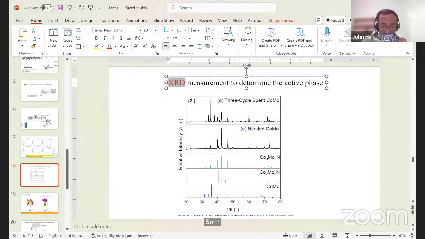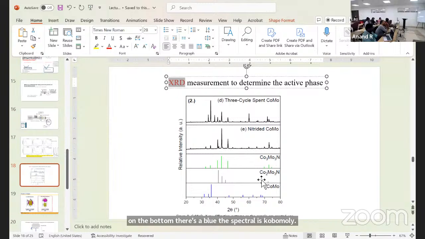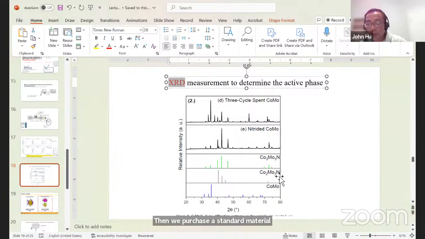Let me interpret this graph. First we take the catalyst, cobalt moly, and take its XRD. On the bottom, the blue spectrum is cobalt moly. Then we purchase a standard material, cobalt moly nitride. You can buy this material. We want to see, if you have the complex which has 2 cobalt and 3 moly bonded with nitride, what the XRD looks like.